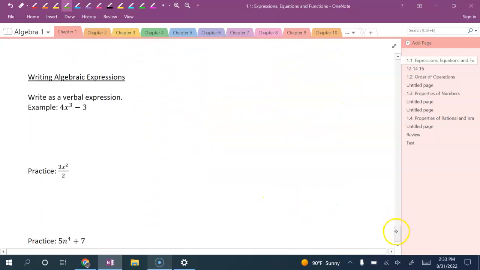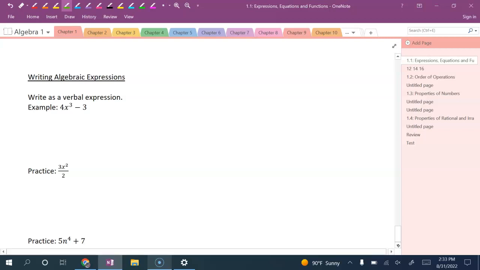The last thing we're going to practice here is writing out algebraic expressions. And so what I mean by these ones is they're going to give you the equation or the expression already, and they want you to write out with words what the expression is saying. So you're going to need to switch this and actually write out the sentence for these ones.